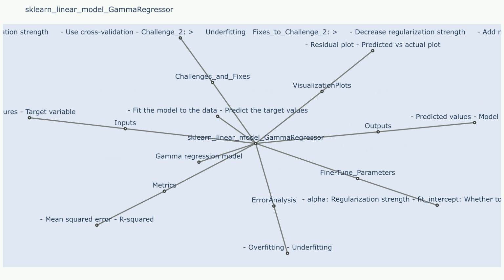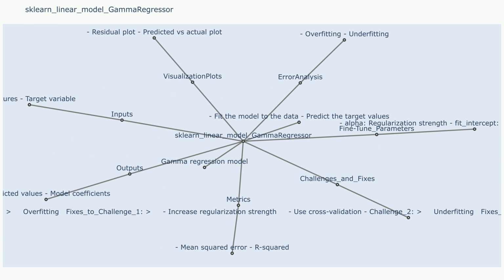Visualization plots: residual plot shows the difference between the predicted and actual values, helping to identify patterns in the model's errors. Scatter plot displays the relationship between the predicted and actual target values.